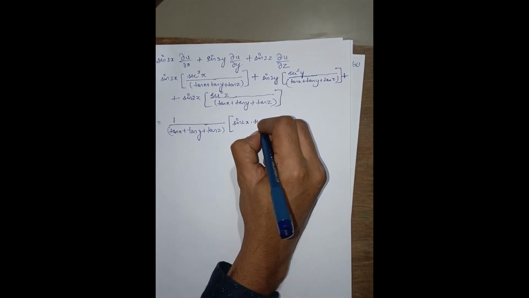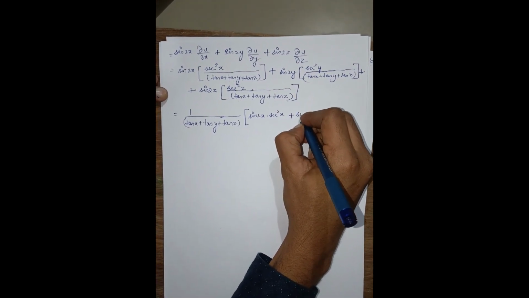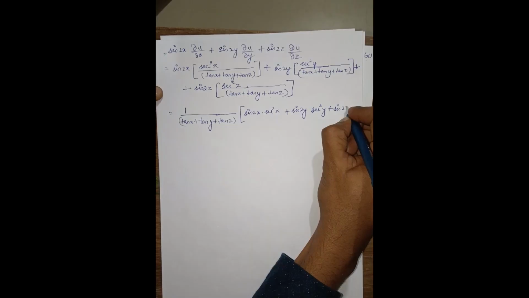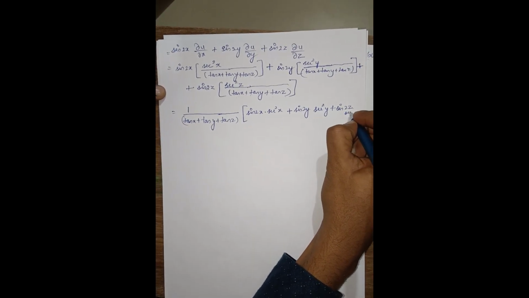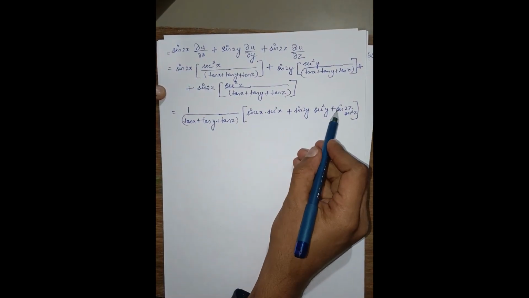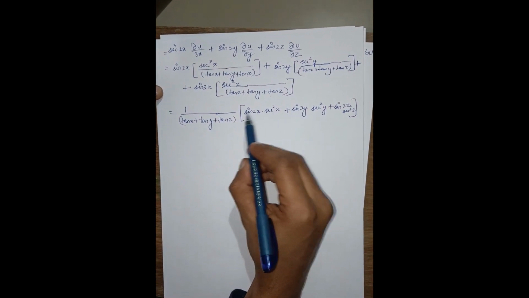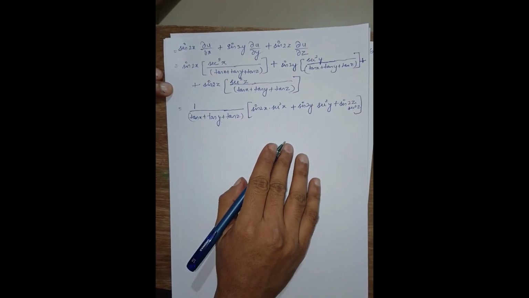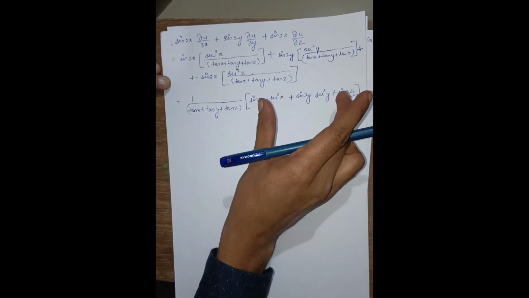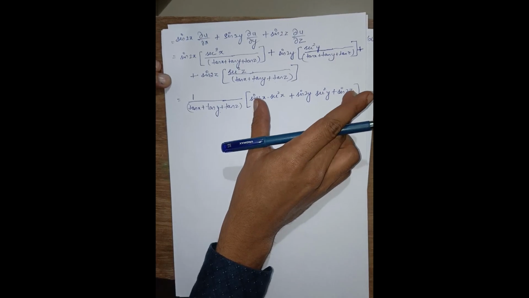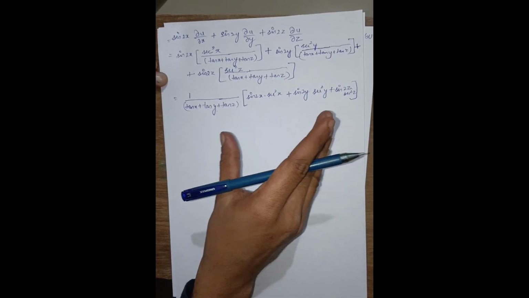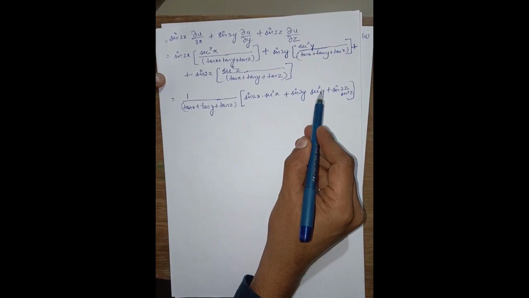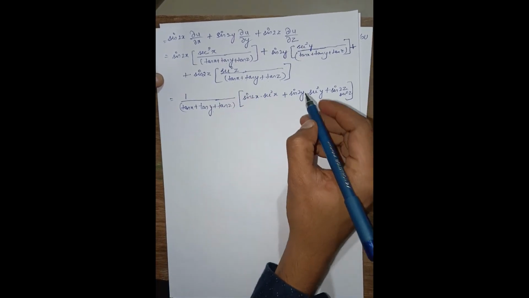Then the remaining term inside is sin 2x into secant square x plus sin 2y into secant square y plus sin 2z into secant square z. This whole term is in the numerator. Don't be confused, this is in the denominator and this is in the numerator. Now you keep this equation as it is, and solve this term aside, because afterwards you put it in this equation.